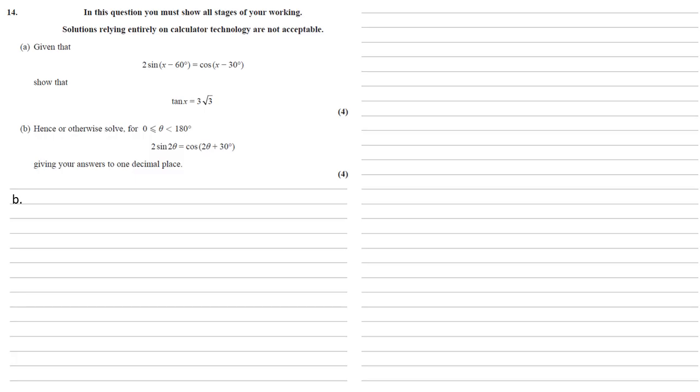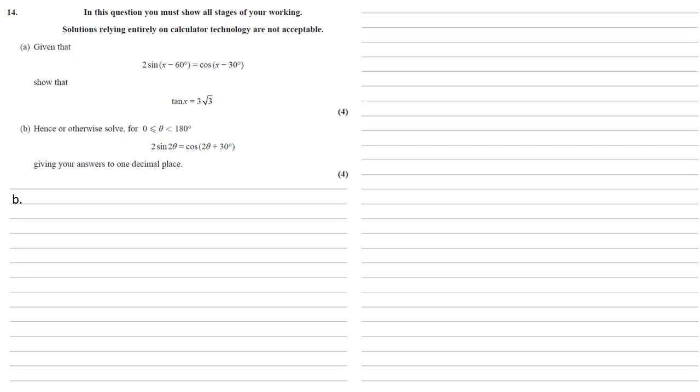For part B, hence or otherwise solve for theta between 0 and 180 degrees, 2 sin 2θ equals cos(2θ + 30), giving our answers to one decimal place. So the hence or otherwise is the big clue for this one. This tells us we're going to use what we did in part A to help us.